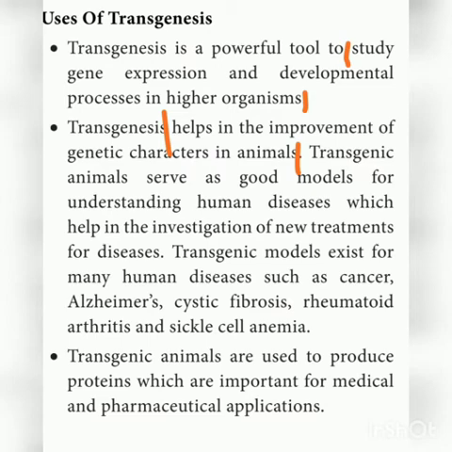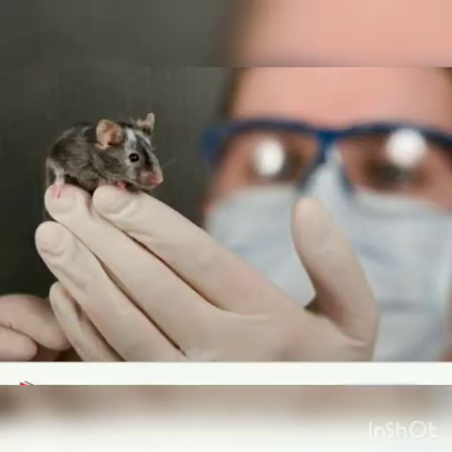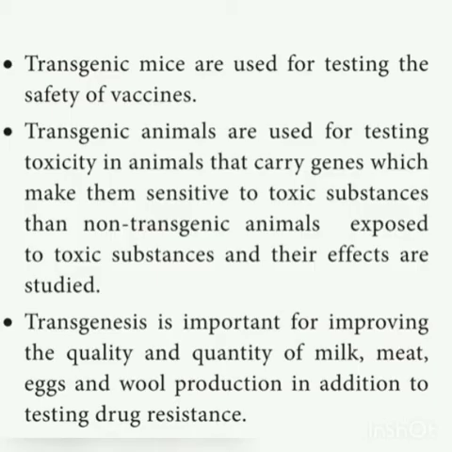Transgenic animals are used to produce proteins, which is very important for medical and paramedical applications. Transgenic mice are used for testing the safety of vaccines. So, if a vaccine is introduced, it will be tested first with animals such as mice. Transgenic animals are used for testing toxicity in animals that carry genes which make them sensitive to toxic substances.